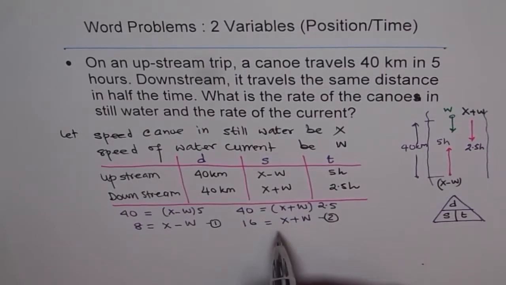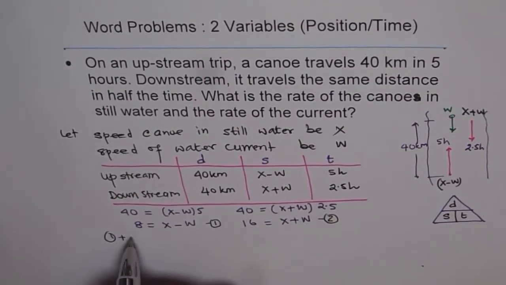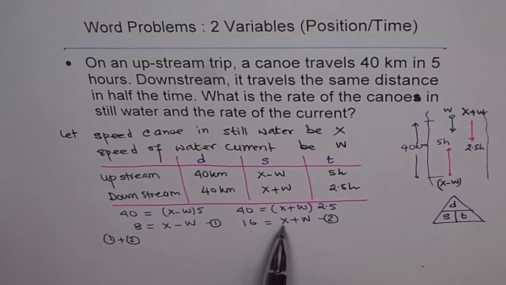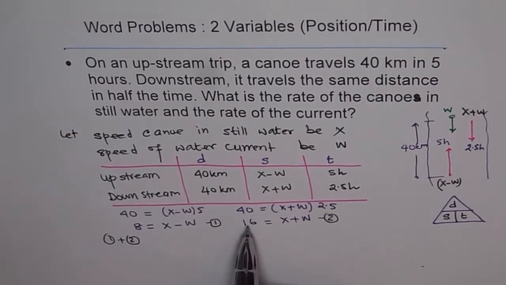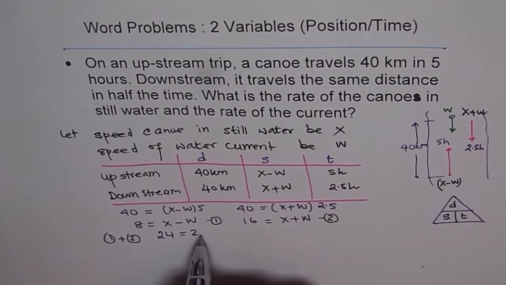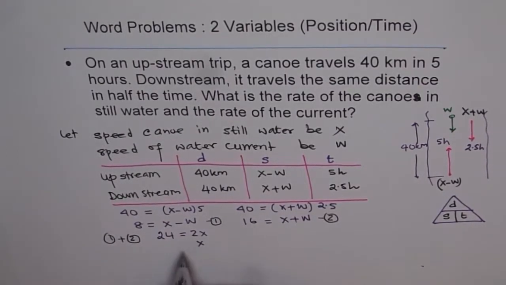Now if I add them, what do I get? So let me add equation 1 and equation 2. If I add them, then I get 2x here, right? w and w becomes 0 and 8 plus 16 is 24. So we get 24 equals 2x, or x equals 12, correct?